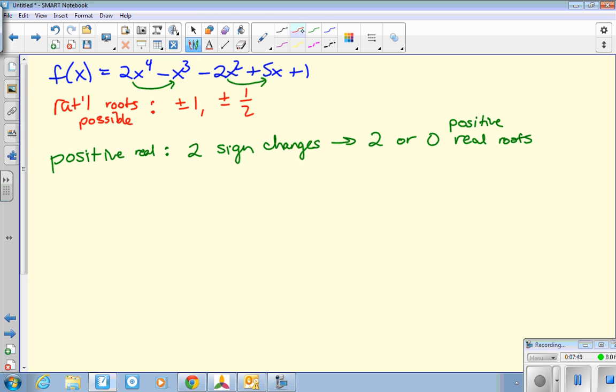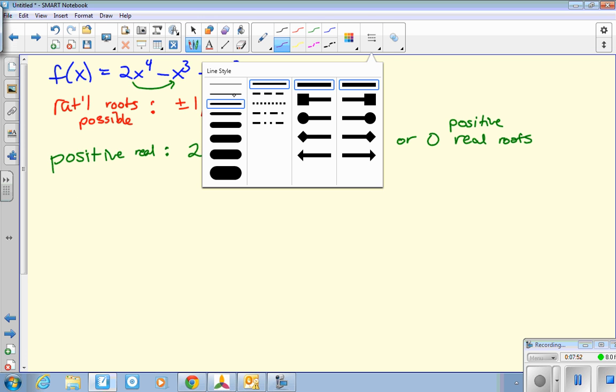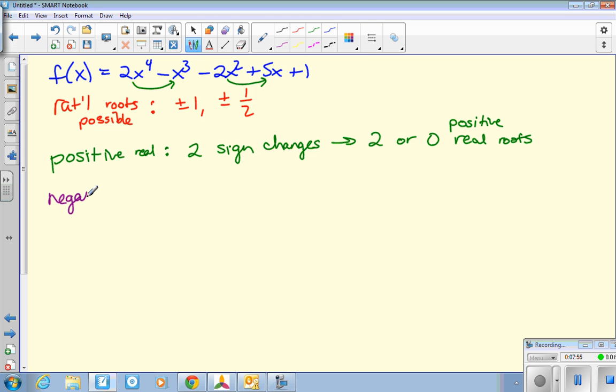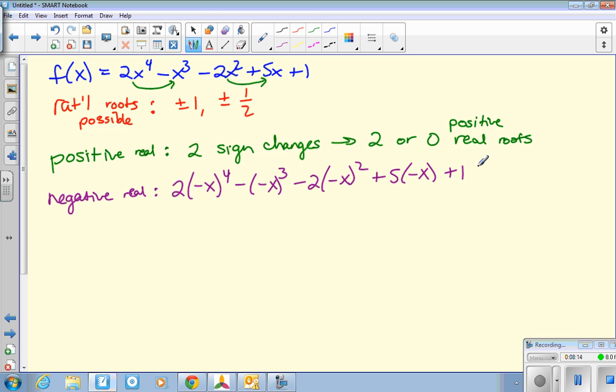If I want to look at my negative real roots, I have to plug in negative x in for x. So I'm going to get 2 negative x to the 4th minus negative x cubed minus 2 negative x squared plus 5 times negative x plus 1. A negative number to an even power is positive. A negative number to an odd power is negative, but negative times a negative is positive.